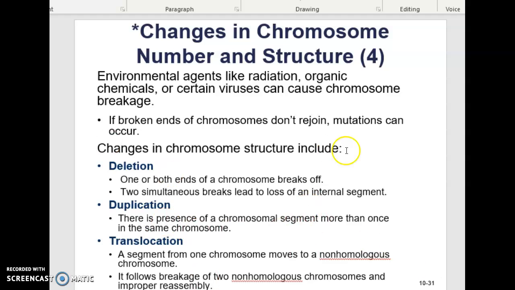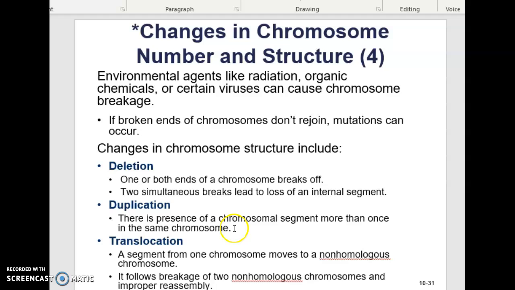One thing I wanted to go over: when there's a change in the chromosome structure, what that means is not an entire chromosome extra, not a trisomy or a monosomy, not 3 versus 1, but a little piece of a chromosome missing. You could have a deletion where just a little piece is missing. One or both ends of a chromosome might break off. That would be a deletion. A duplication is when somehow, while the chromosomes were being copied, one section was copied twice. So there would be a presence of a chromosomal segment more than once in the same chromosome.